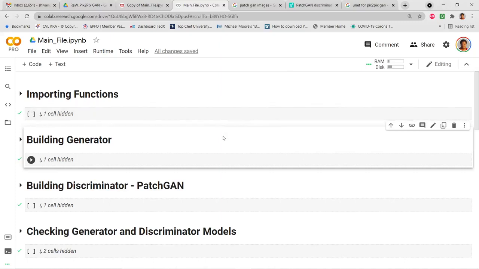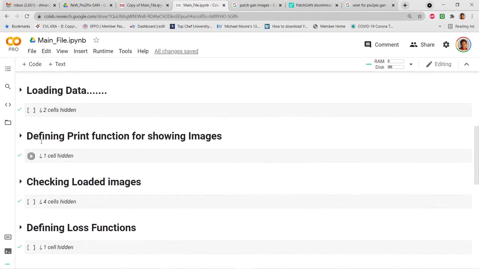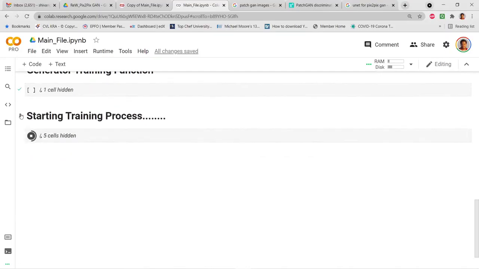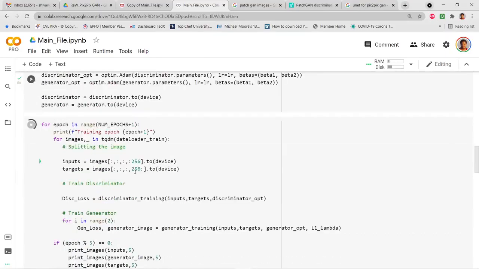So hello guys, today we'll be learning about Pix2PixGAN. The application we are learning about with Pix2PixGAN is label to image, or let's say map to image. I'll show you what we are going to make today.